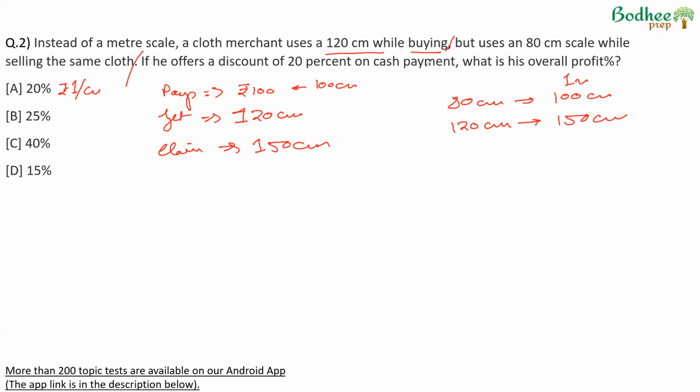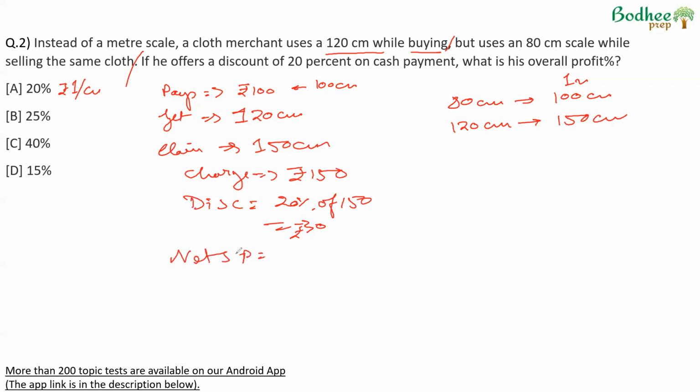If he offers a discount of 20% on cash payment, suppose someone comes to buy this 120 centimeter, he claims to sell 150. So he will charge or claim rupees 150 because price is rupees 1 per centimeter. On cash payment, there is 20% discount. So discount offered will be 20% of 150, which is 30 rupees. And therefore, net SP will be 150 minus 30, which is 120. He paid 100 rupees, he got 120 rupees, so profit will be 20%.